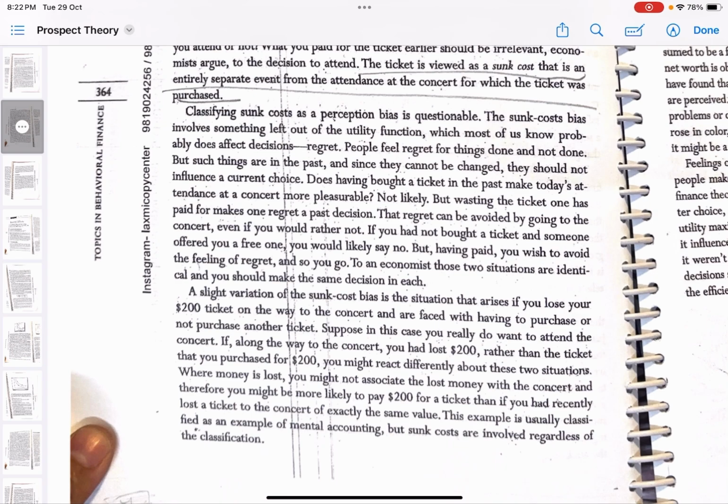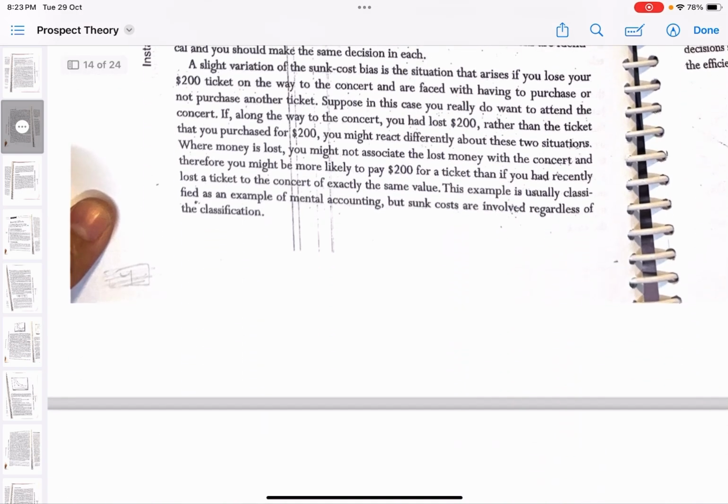Classifying sunk cost as a perception bias is questionable. The sunk cost bias involves something left out of the utility function, which, as most of us know, probably does affect decisions: regret. People feel regret for things done and not done, but such things are in the past, and since they cannot be changed, they should not influence a current choice. Does having bought a ticket in the past make today's attendance at a concert more pleasurable? Not likely. Okay, so now let's look at this.